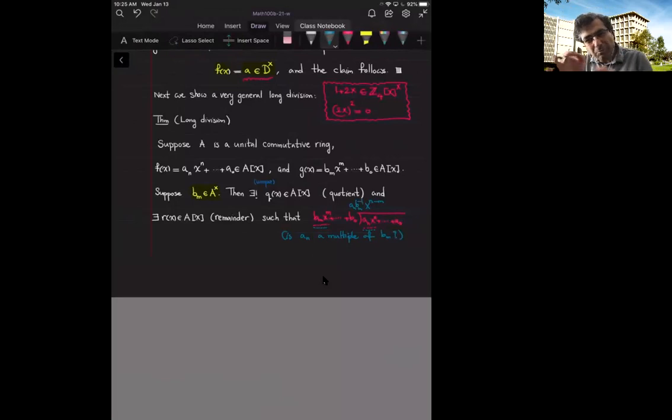This way I'm going to match the leading terms. I subtract it out. I get a polynomial of a smaller degree and repeat this process. So I repeat this process. This is the essence of the proof of this long division.